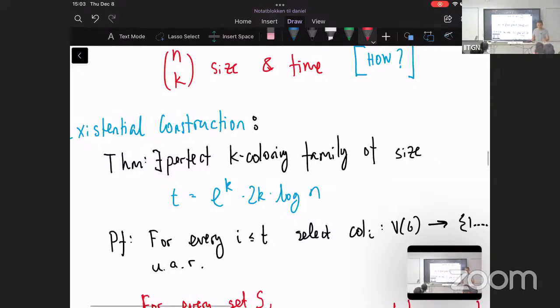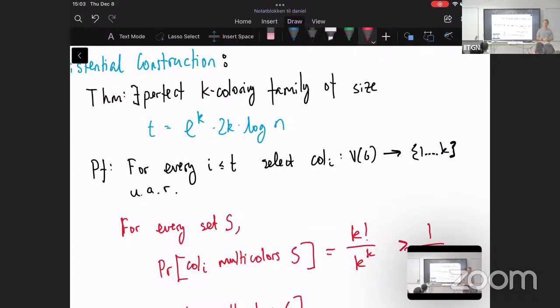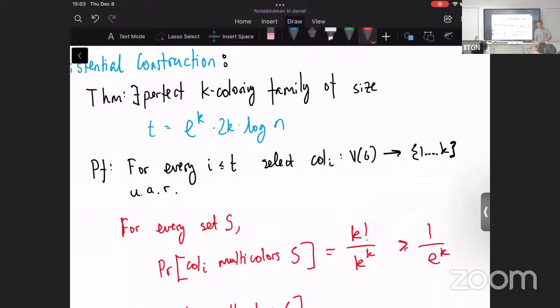So what I'm going to do is select the colorings uniformly at random. If I want to select a coloring uniformly at random, I should just color every vertex uniformly at random. So I select my first coloring uniformly at random, I select my second coloring uniformly at random, and I select T colorings uniformly at random. And now I hope that I've covered all the sets, and I'm going to prove to you that I did.